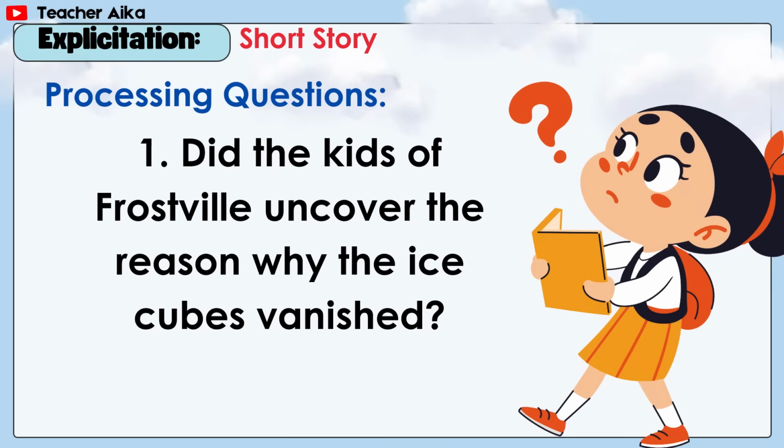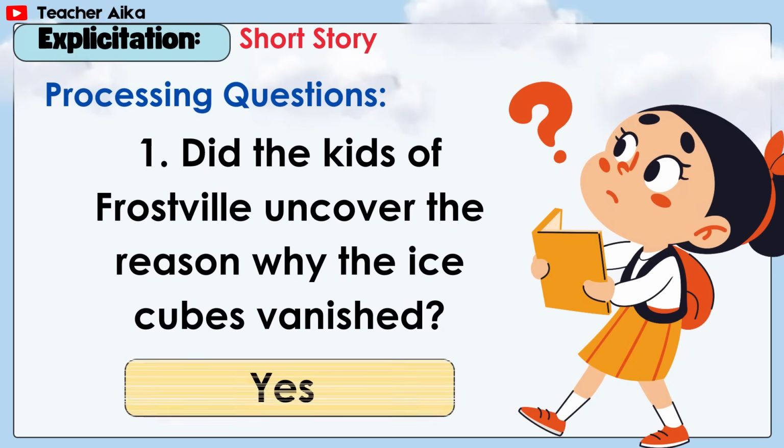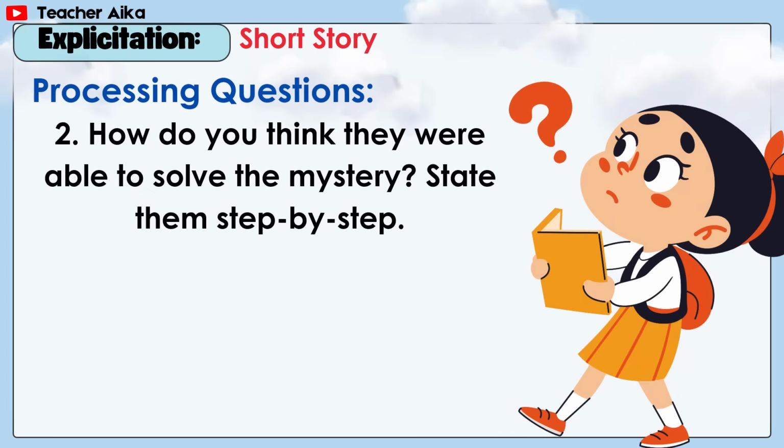Processing questions. Number 1. Did the kids of Frostville uncover the reason why the ice cubes vanished? Answer: yes. Number 2. How do you think they were able to solve the mystery? State them step by step.